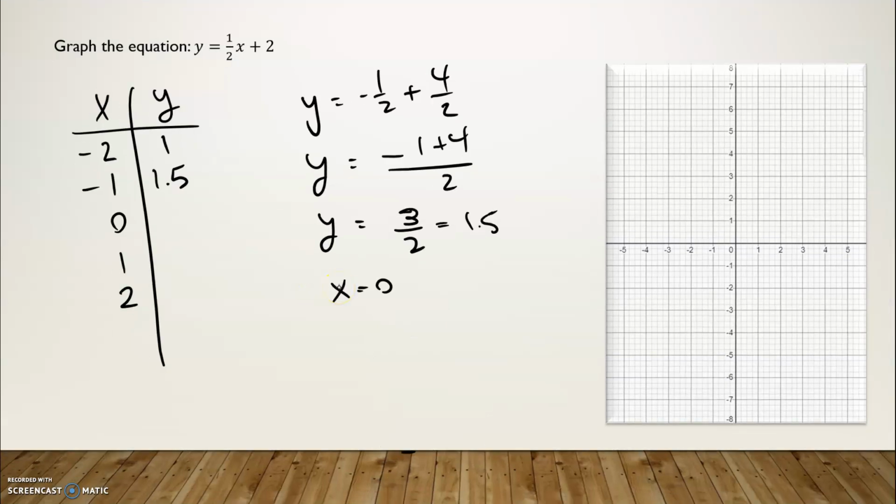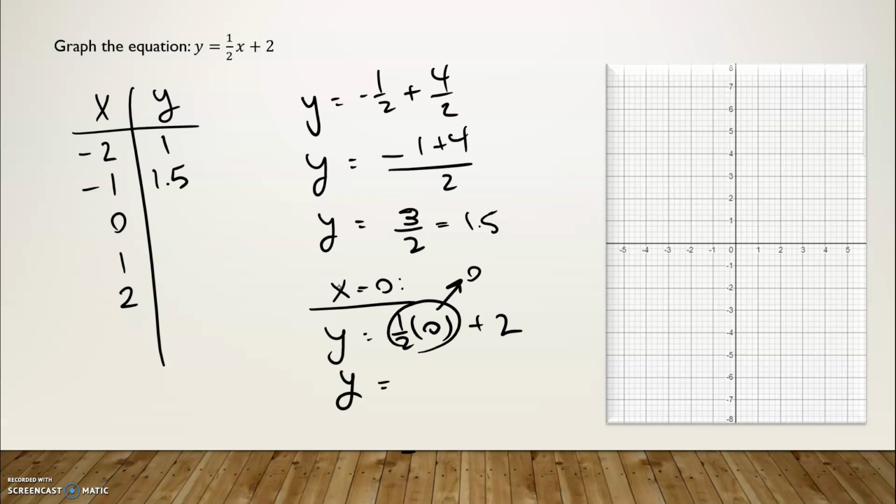Okay, for x equal to 0. So y is equal to 1/2 times 0 plus 2. Okay, 0 times anything, we'll just wipe that entire thing. That'll be 0. So I have 0 plus 2, or 2.